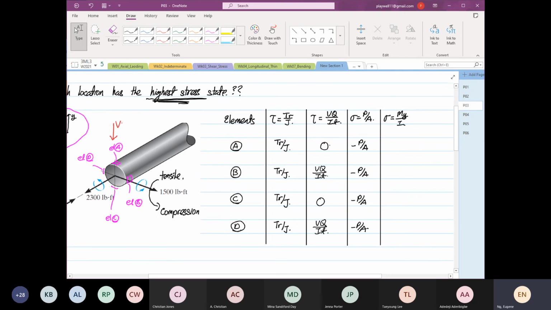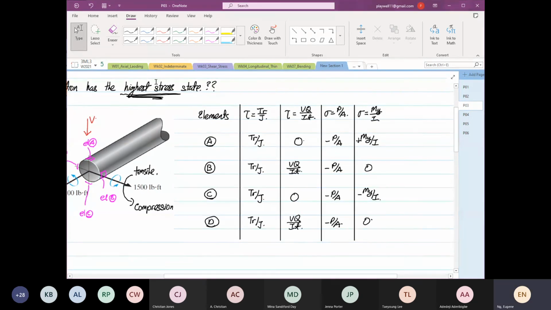So point A is going to be tensile, My over I, positive. Point B is going to be 0 because it's at the centroid. Point C is equal to minus My over I. And point D is equal to what? 0. So I'm going to draw a line down.